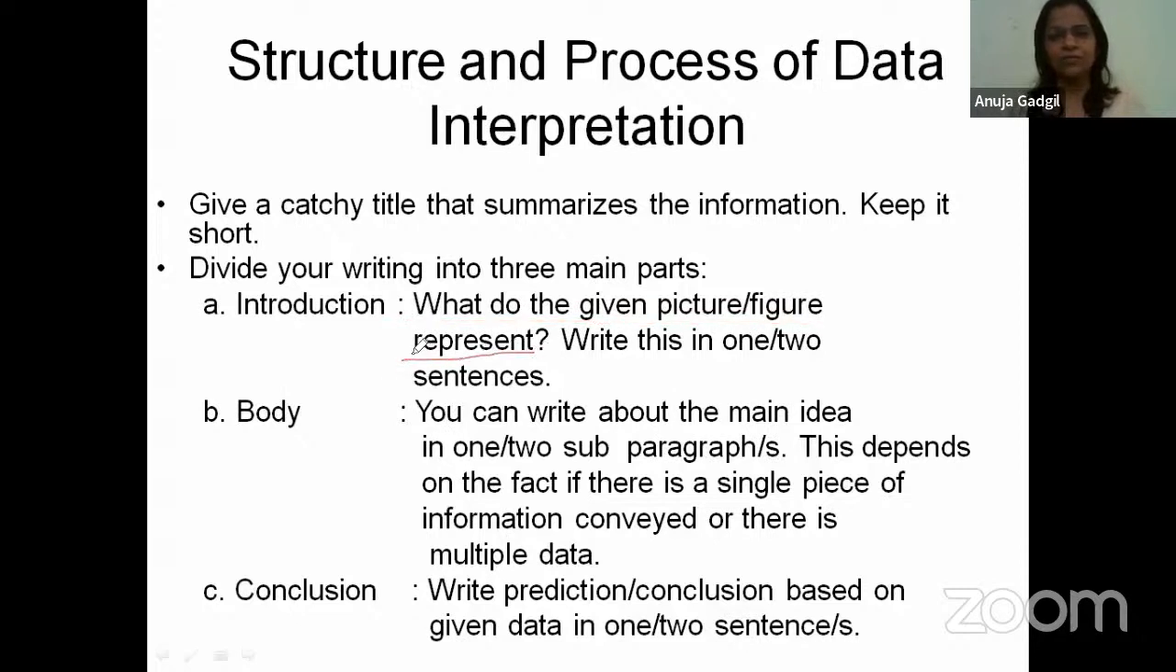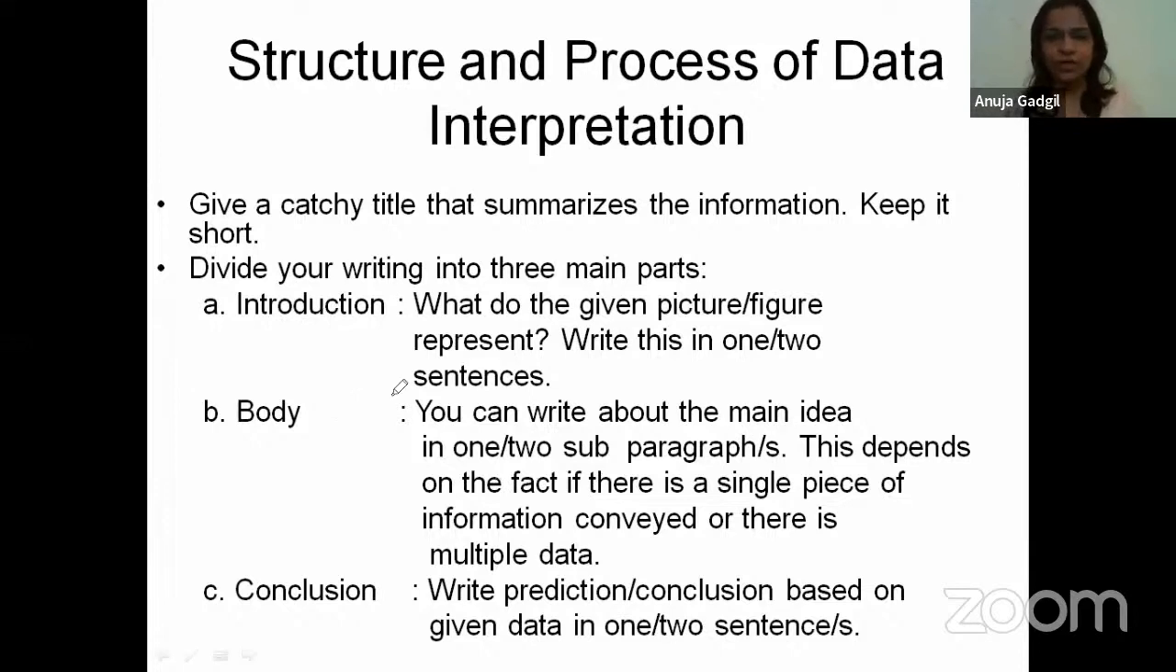Is it a graph? What kind of graph is it? Is it a table? Is it a flow chart? So, the given flow chart shows the distribution of two crops in the year 2020 and 21. I'm just giving you this example. Write this in 1 or 2 sentences.